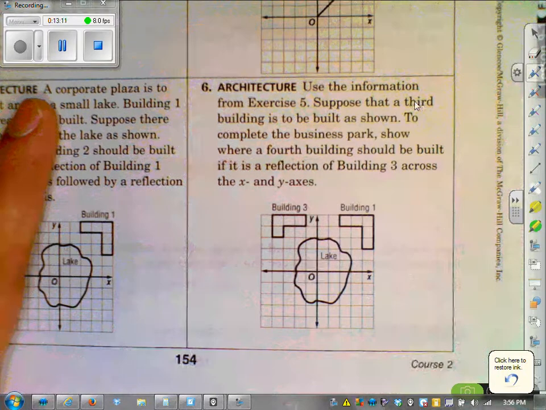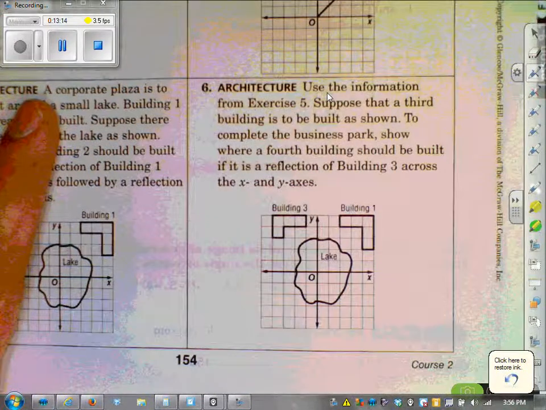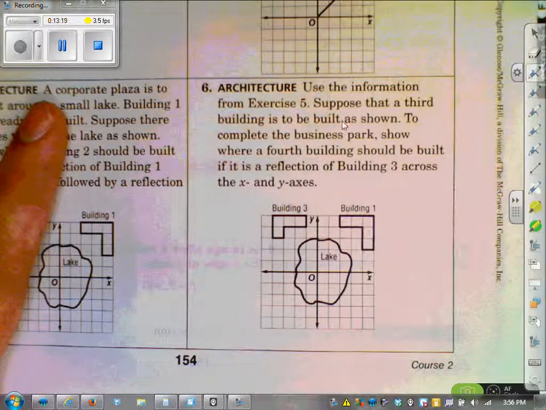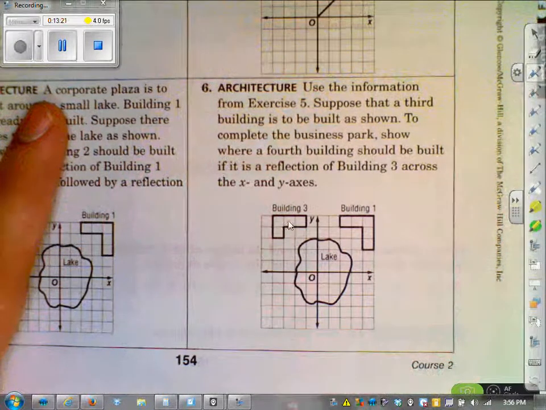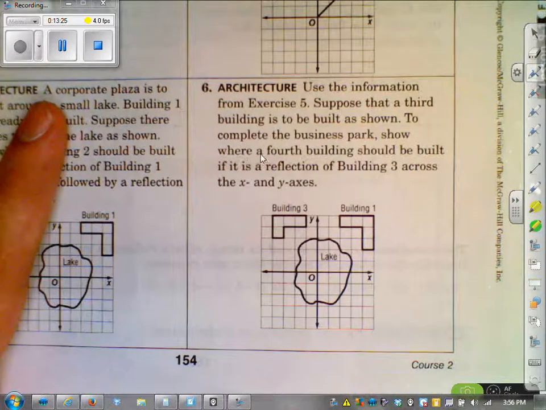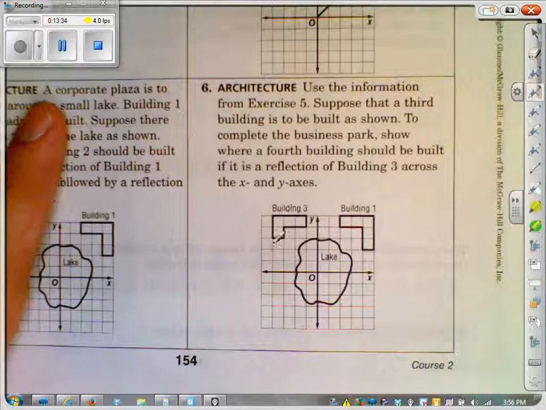So let's look at this other one. Moving on. Use the information from exercise 5. Suppose that a third building is to be built as shown. So there's building 3. To complete the business park, show where a fourth building should be built if it's a reflection of building 3 across the x and y axis. So first we're going to go across the x-axis.